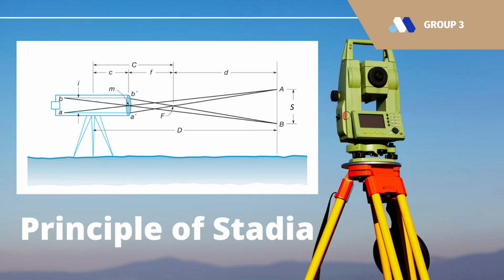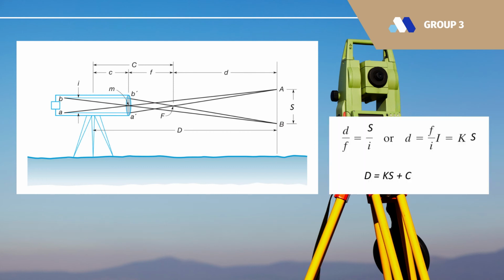So from the figure shown, that is the principle of stadia. From similar triangles of the figure, we can derive this formula. So d over f is equal to the stadia interval or intercept over the distance between stadia hairs. Thus d is equal to ks plus c.